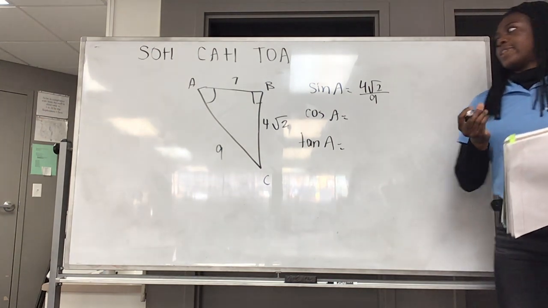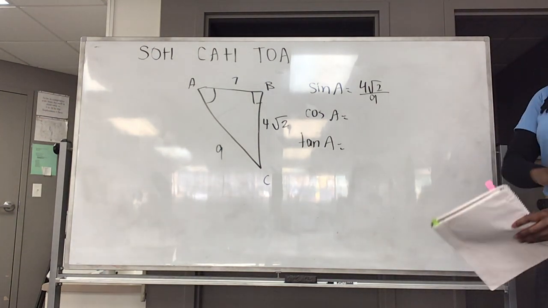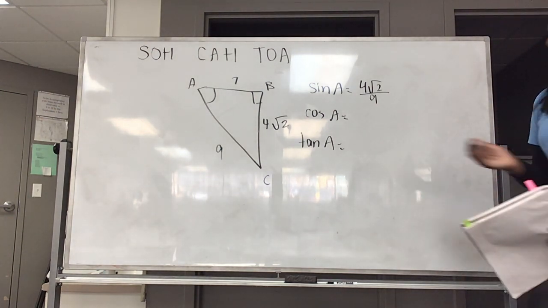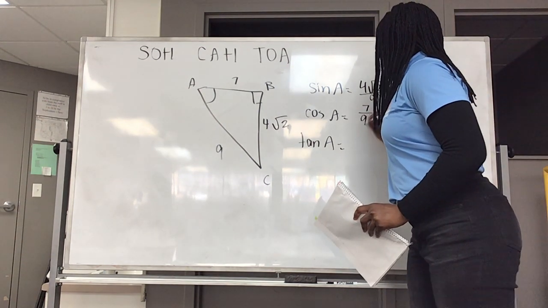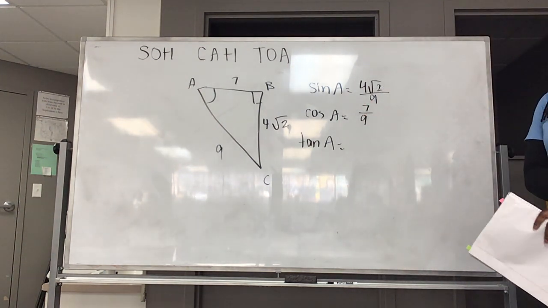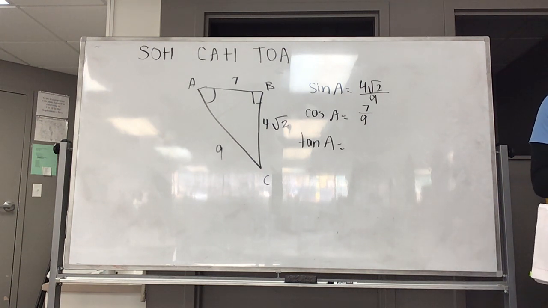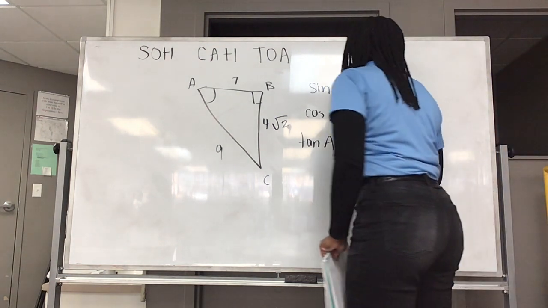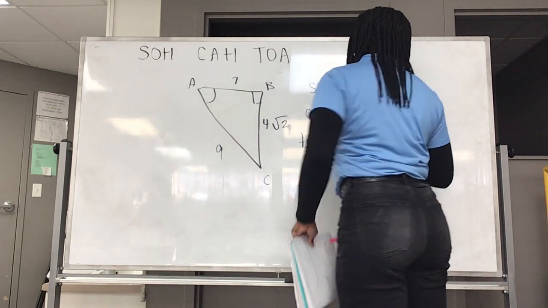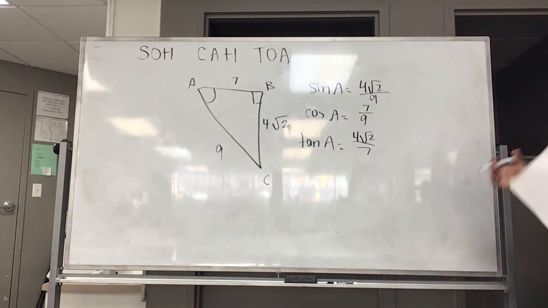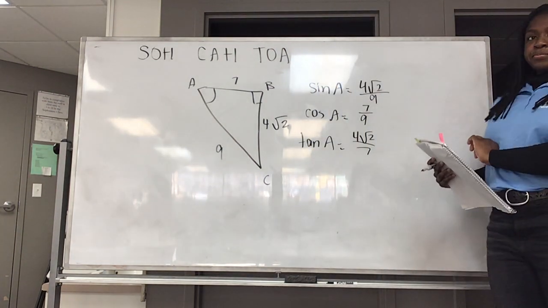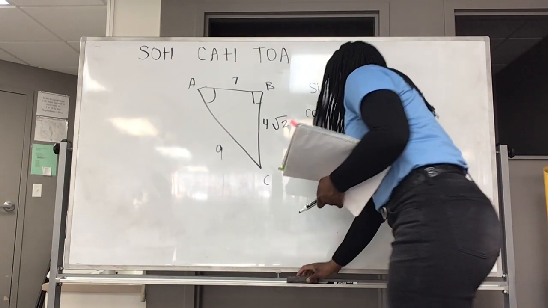Okay, what about cosine in regards to angle A? 7 over 9. And then tangent? 4 square root 2 over 7. Yep, 4 square root 2 over 7. Okay, does anyone have any questions about how we got that? No? Okay, so moving on.